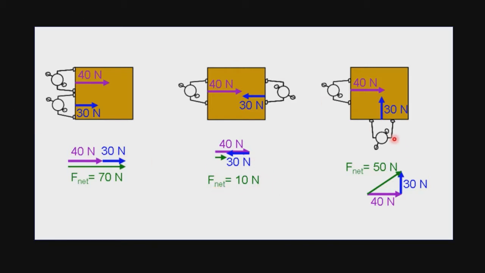And the last image is that person 1 is still pushing the box 40 newtons going to the east, but this time person 2 is pushing the box at 30 newtons going to the north. Aside from north, we can also denote it with positive y, because vertical is usually denoted with y. So positive y is going to the north. If it's going to the south, it is negative y.